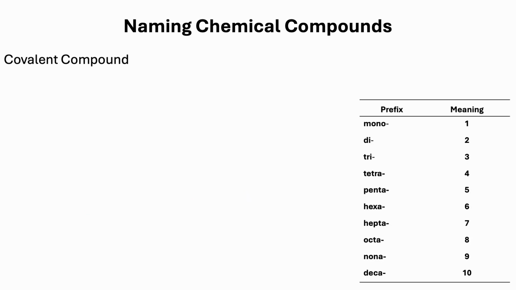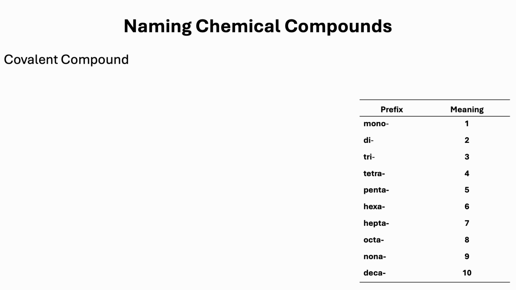Let's look at how we write names for covalent compounds. Covalent compounds contain only nonmetals. The name of the element farther to the left in the periodic table, or lower in the same group, is usually written first. A prefix is used to denote the number of atoms of each element in the compound.